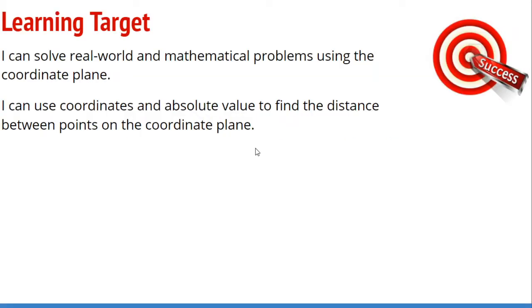So here's our two big learning targets for this section of the module. We want to be able to solve real-world and mathematical problems using the coordinate plane. And we want to use coordinates and absolute value to find distance between points on the coordinate plane. That's our two big learning targets for this section.